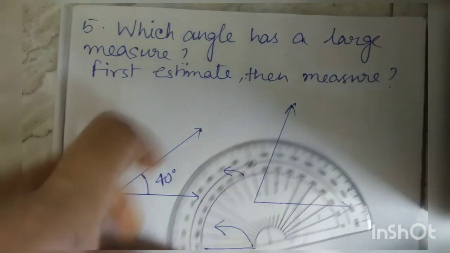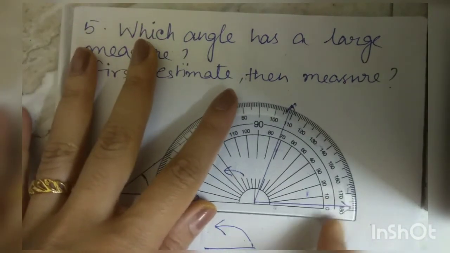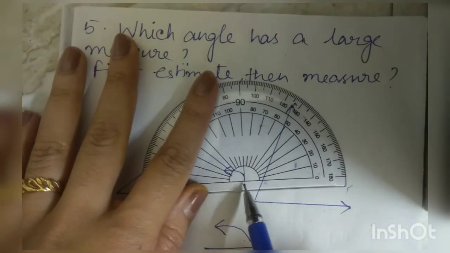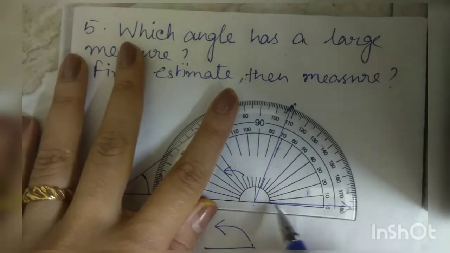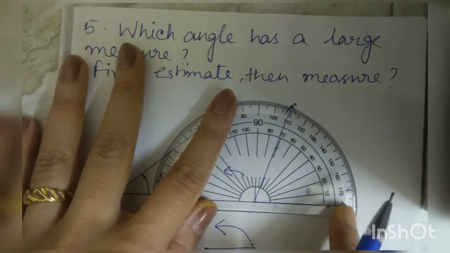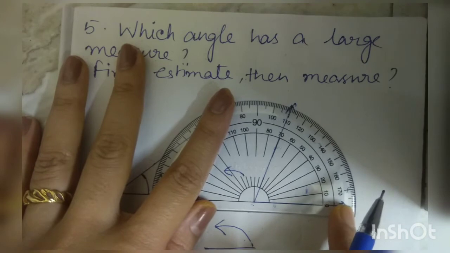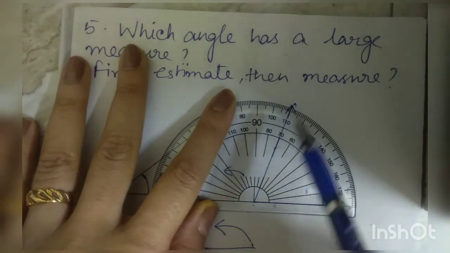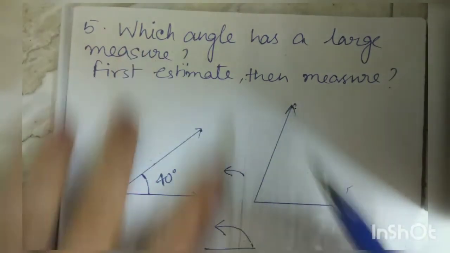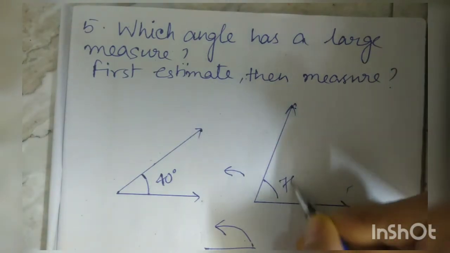Okay, and here also we will proceed in the same way. This point of the protractor will coincide with this point, and this 180 degree line will coincide with this, and we can see that this is a 70 degree angle. So the measurement of this angle is 70 degrees.